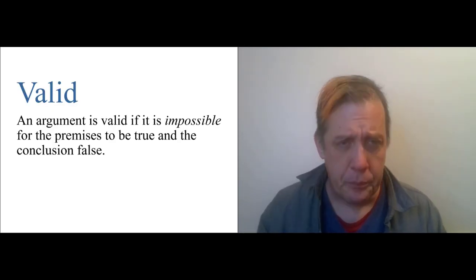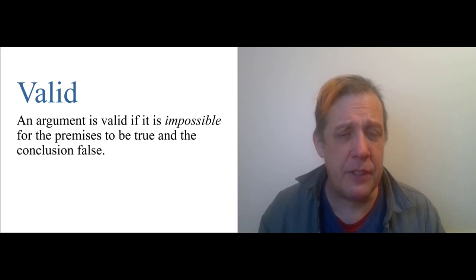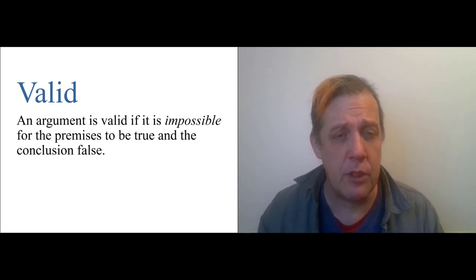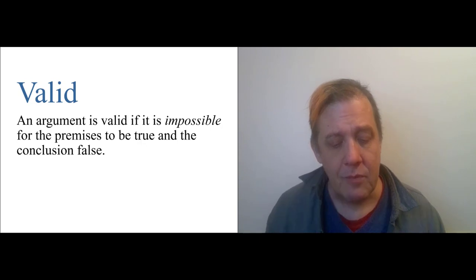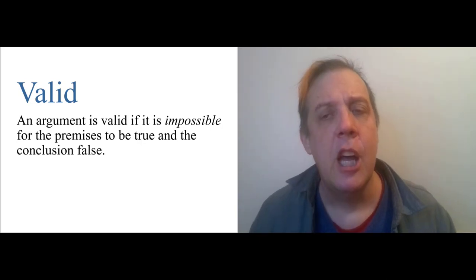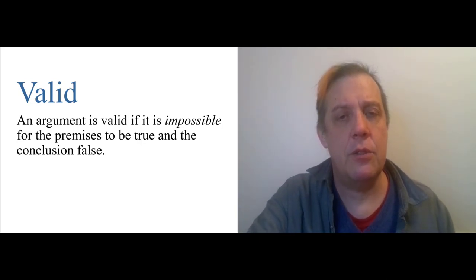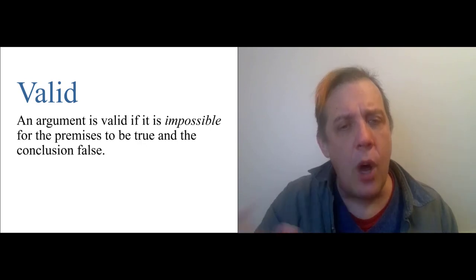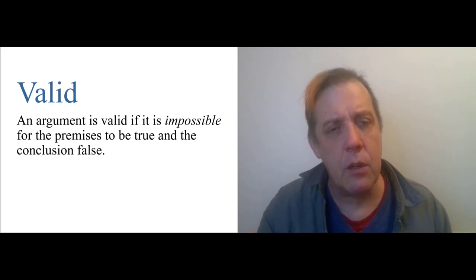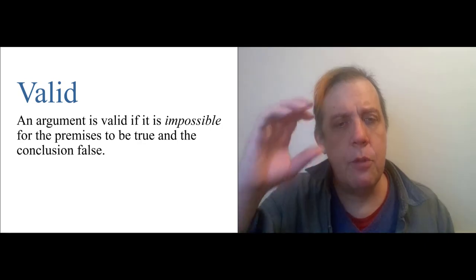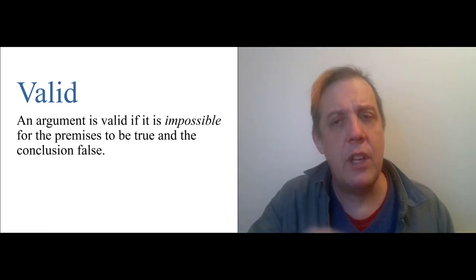So again, an argument is valid if it's impossible for the premises to be true and the conclusion false. It's about the relationship between the premises and the conclusion, right? So there's one possibility that's being ruled out here. True premises, false conclusion. We're ruling that out.